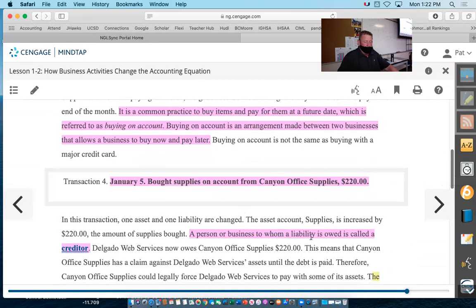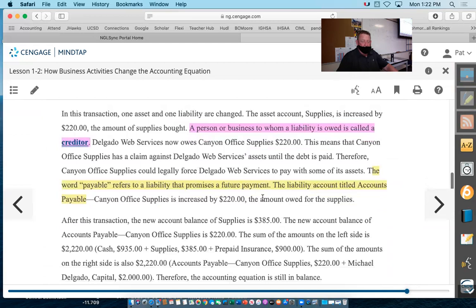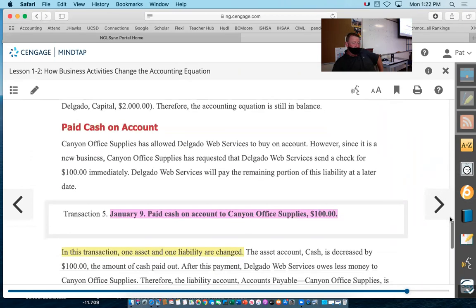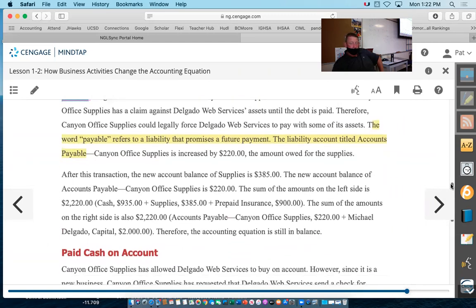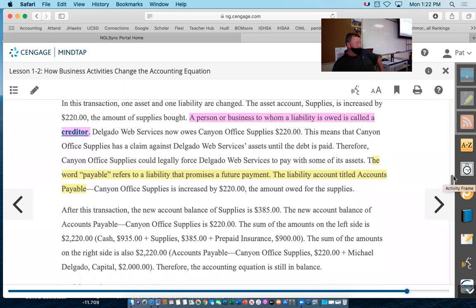A person or business to whom a liability is owed is called a creditor. So we owe money to somebody, they're the creditor. Okay. They talk about it here. The word payable refers to a liability that's promised as a future payment. Accounts payable is how we're going to say it. These paragraphs just talk about what we just talked about. You can highlight it all or not at all. I don't know, it just kind of depends.